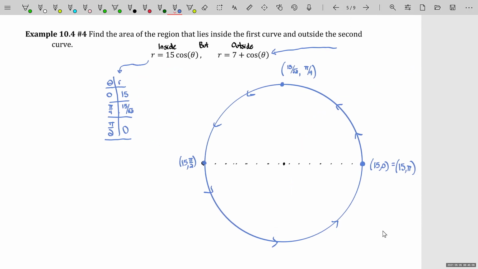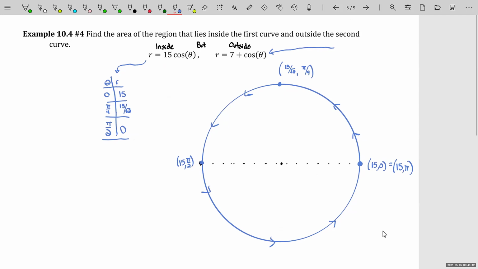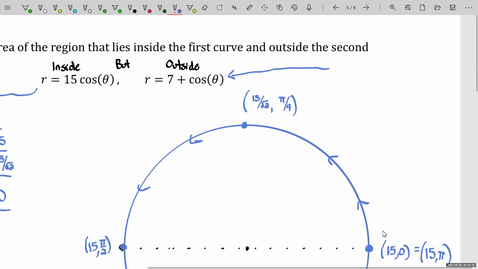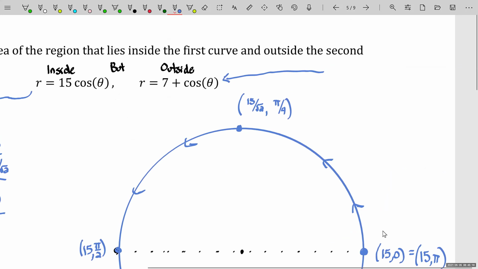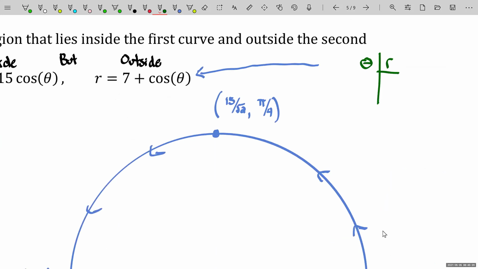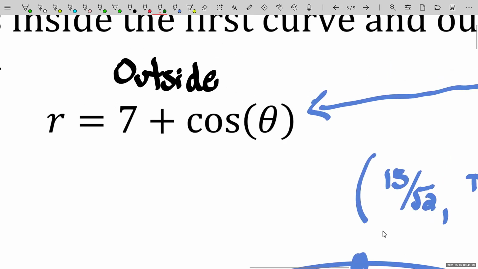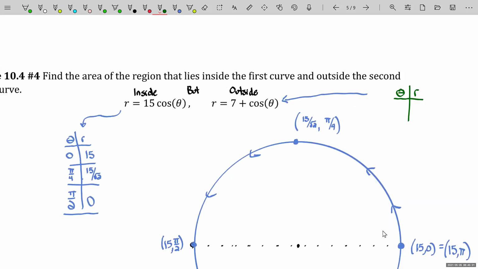And now I move over to 7 plus the cosine of theta, and I'll do the same thing. I'll build a little table over here. Thetas versus r's. Now, again, this is a positive cosine, so it's going to be heavy on the positive x direction. Now let's start plugging in values. When theta is 0, cosine of 0 is 1, so the radius is 8. I will actually plot that.